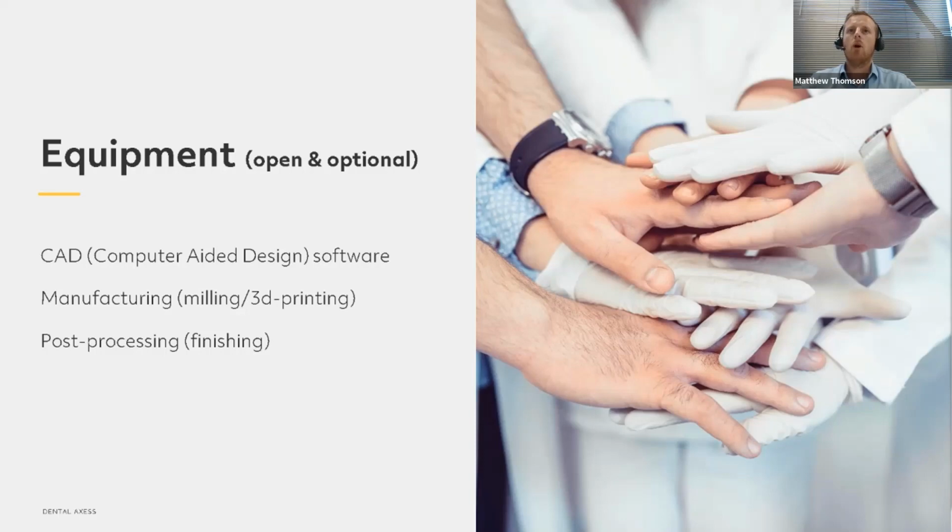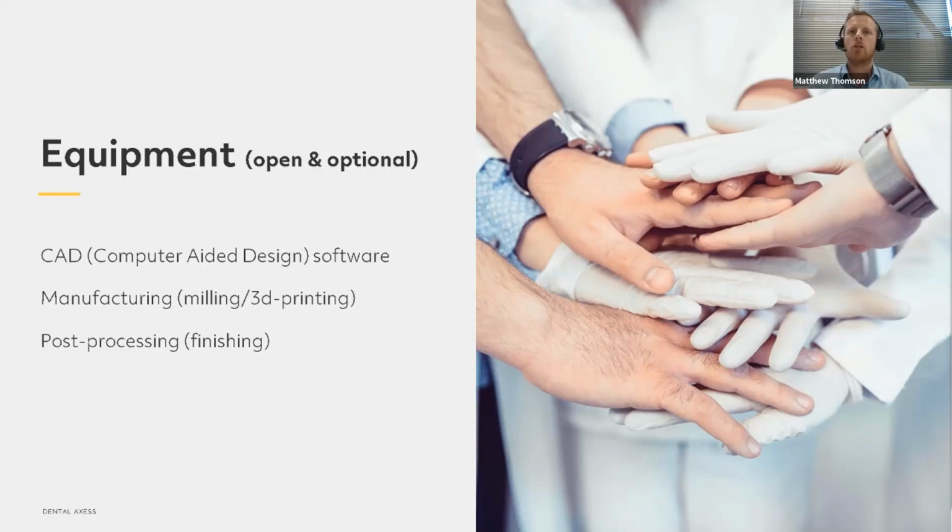So equipment, open and optional. We've spoken about CAD today, so Jeroen took us through the 3Shape software and all the different modules there. Manufacturing for milling and 3D printing. Is it open? Can you take any material from any country in the world and pour it into your printer? Will it work? Can you take any disc of material, your 98mm block of pink material, maybe it's from America, maybe it's from Germany, does it fit into your machine? Or do you have a barcode limitation on your machine that locks you into certain materials?